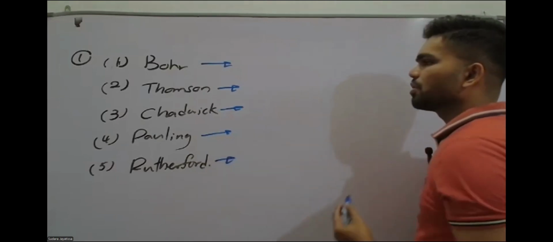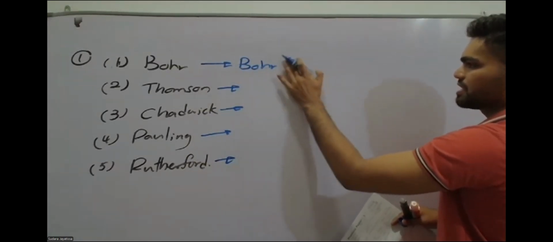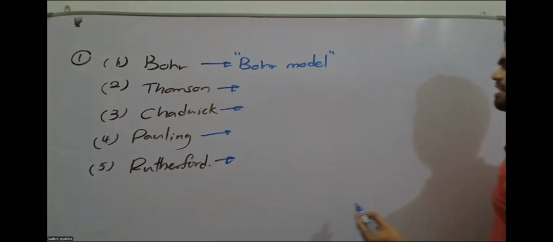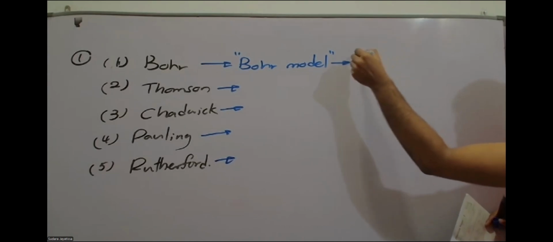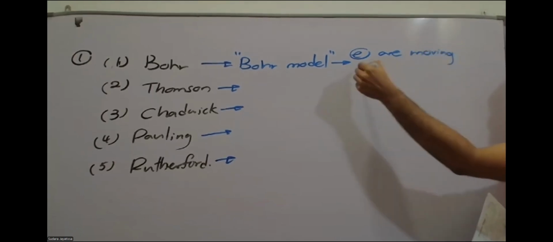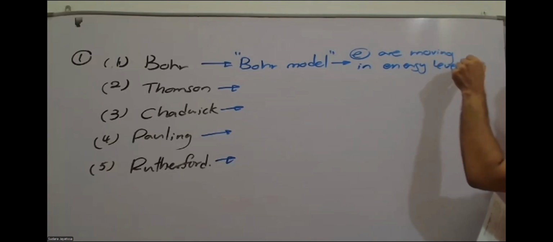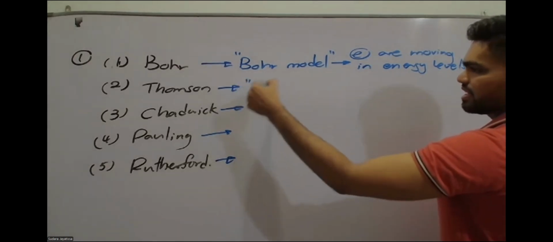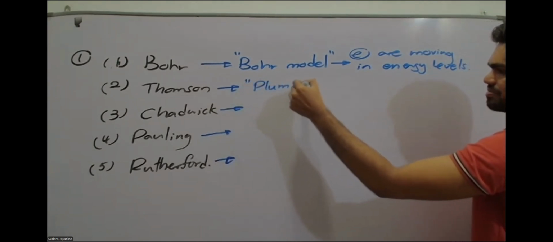Okay, right. So Bohr is related to the Bohr atomic model. So it's one of the 5 models we learned in the class, right? And what exactly Bohr said, he said that electrons are moving in what? Electrons are moving in energy levels. Understood? Then Thomson, he is also related to an atomic model, which is the plum pudding model.